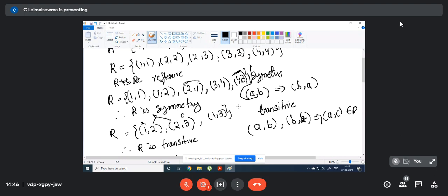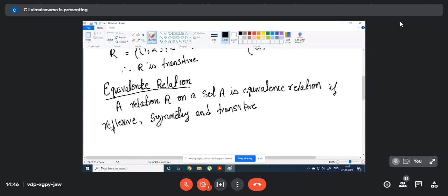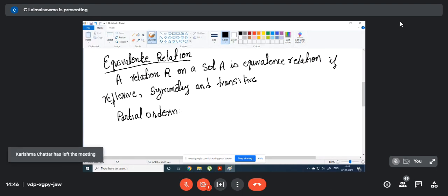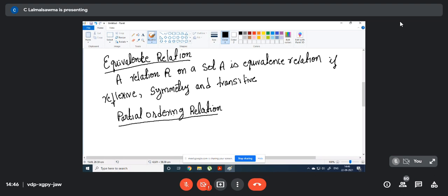You can ask about anything: reflexive, symmetry, transitive, also equivalence relation. Okay, before we go through the problems, I will give one more definition, then we will do problems. Partial ordering relation. These two are similar, but there is one difference, so don't confuse them.